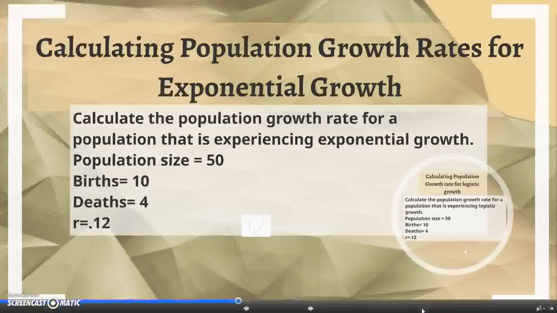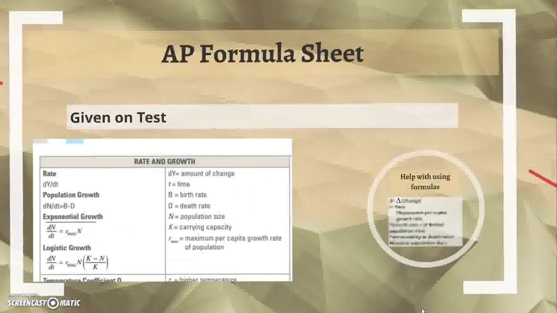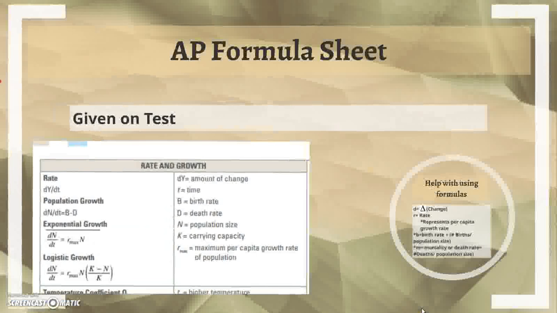Okay, so let's look back really quickly here, and let's look at our formula sheet. Okay, so our formula sheet, we're going to use that delta N divided by delta T. Okay, that's going to tell us our population growth rate, and it's going to equal R max times N times K minus N over K.